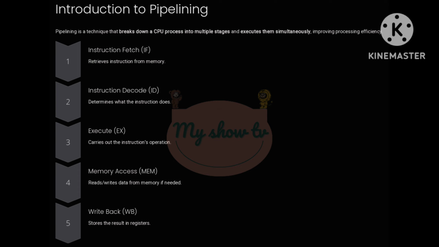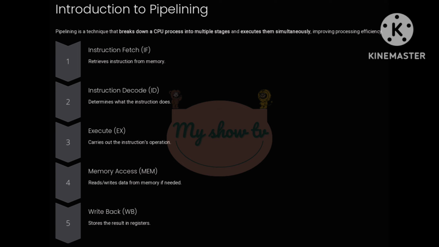How pipelining works. 1. Instruction fetch (IF). The processor retrieves the next instruction from memory. 2. Instruction decode (ID) determines what operation the instruction performs and which registers are needed. 3. Execute (EX). The arithmetic or logical operation is performed on the data. 4. Memory access (MEM). If needed, data is retrieved from or stored in memory. 5. Write back (WB). The final result is stored in registers for further use.